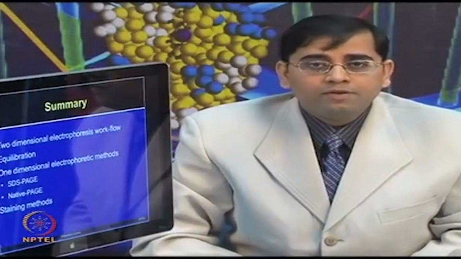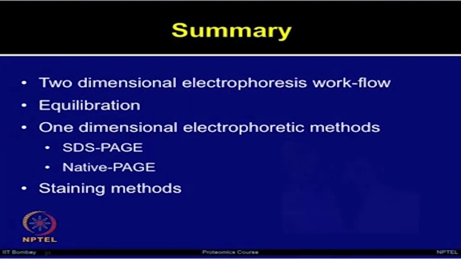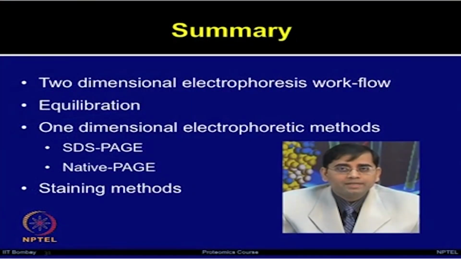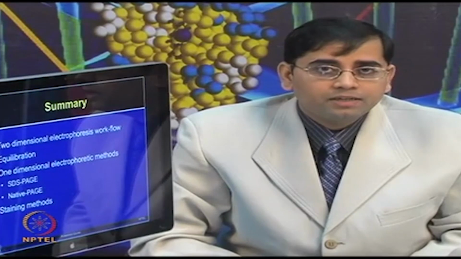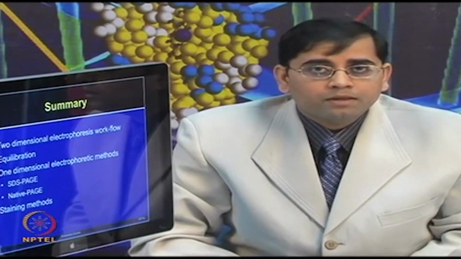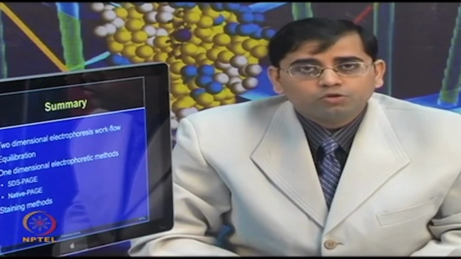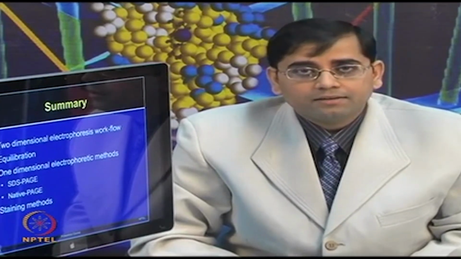So, let us see what we have learned today. In summary, we started with two-dimensional electrophoresis workflow. The first step, the equilibration, we discussed today; isoelectric focusing was discussed earlier in the previous lecture. Then we talked about how to perform the separation in the second dimension. During that course, we talked about SDS PAGE and blue native PAGE. Then finally, we talked about different types of staining methods available. We looked in more detail at Coomassie staining and silver staining.